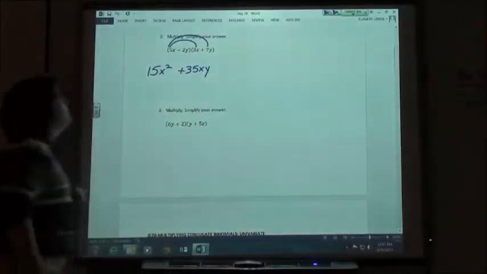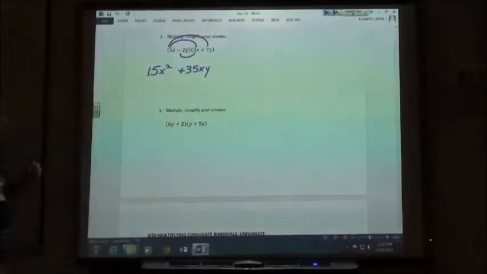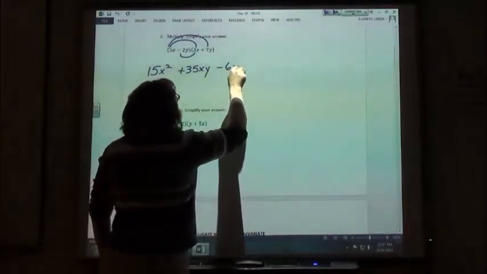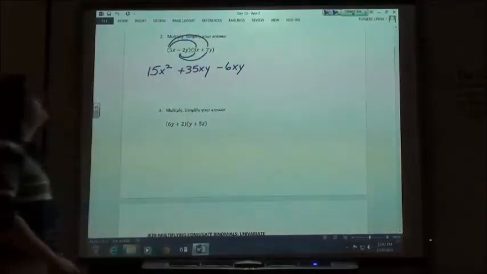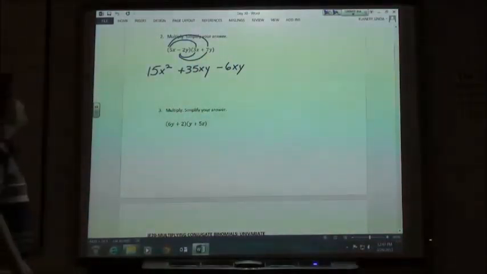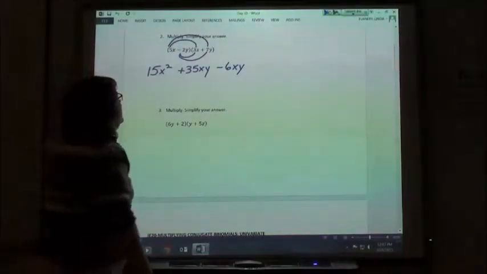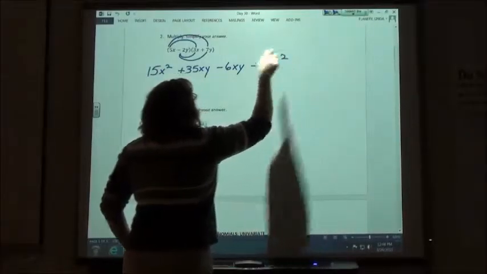A positive 35xy. And then the inside pair, the negative 2y times the 3x. Negative 6xy, exactly. And then the last pair, the negative 2y times the positive 7y. Negative 14y squared. Y squared, exactly.